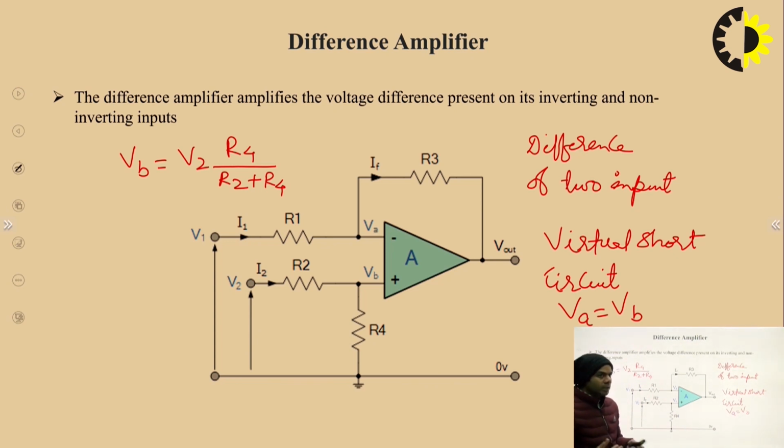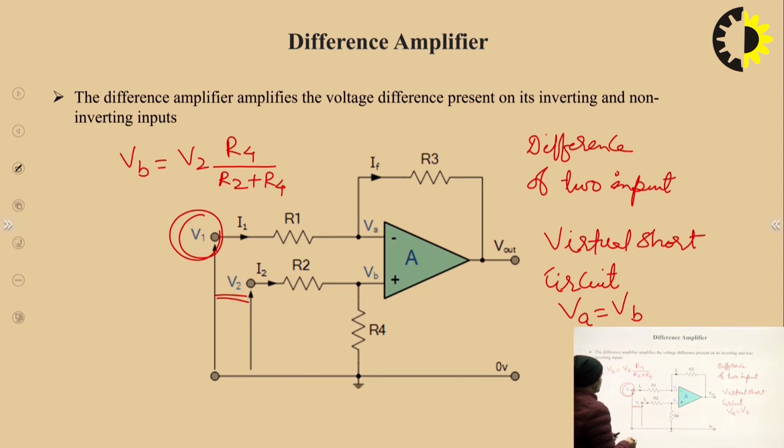Now we can solve this circuit in two ways. One way is by considering this current I1 is equal to IF and VA is equal to VB, but this method is somewhat complex. The easiest method is to consider this voltage V1 first time and consider V2 as 0, and second time we will consider this voltage V2 and connect V1 to ground. Whatever individual outputs we find out by considering V1 and V2, finally we will add these two, and it is the simplest method to find out the output of this difference amplifier.